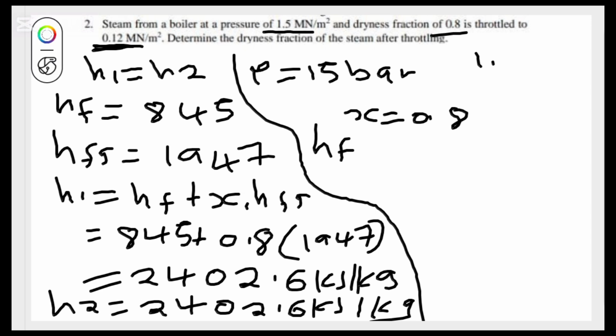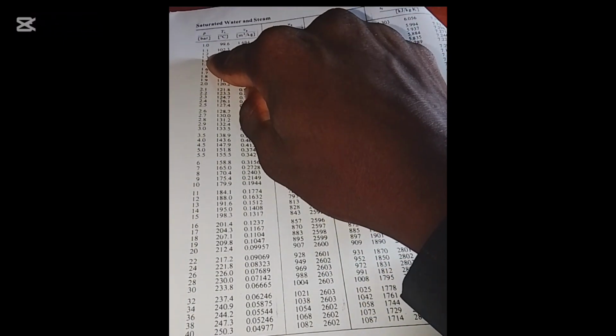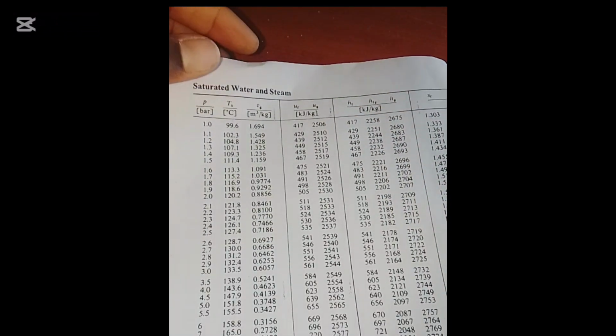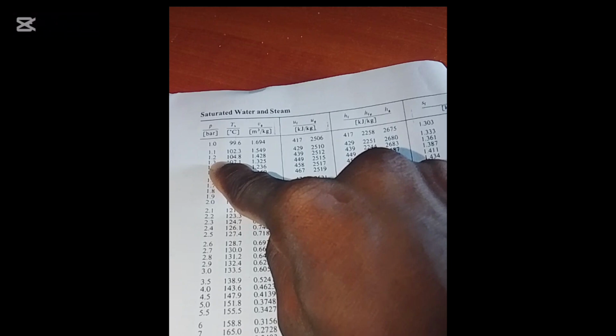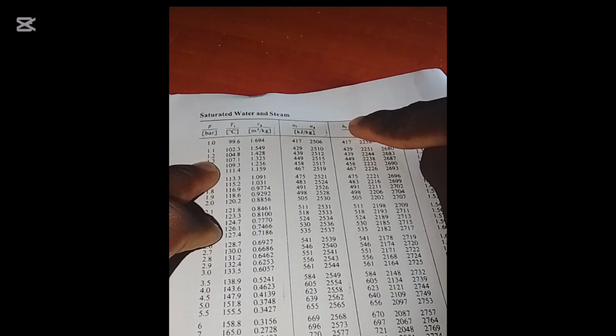So I'll check my steam table under 1.2 bar. And what shall I get as my h of f and h of fg, which is the enthalpy. Let me check for h of f and h of fg. So for 1.2 bar, as you can see, this is my 1.2 bar, and this is h of f.